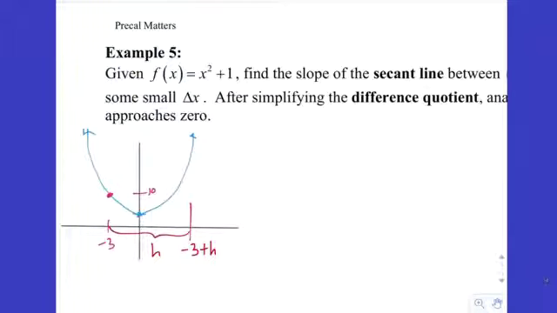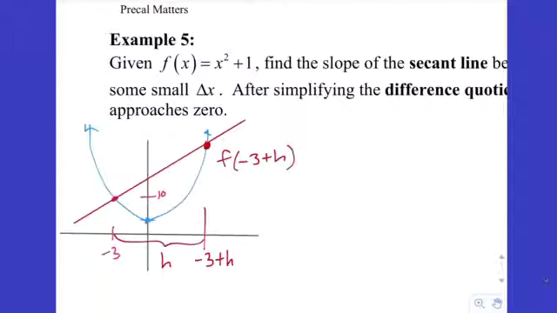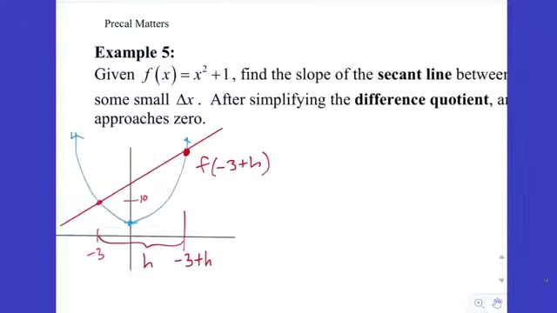Would you agree? I don't know what h is. I'm just defining h to be the distance between negative 3, the point I'm interested in, and the other point that I have to use because of the algebra. So then this point up here, if I go straight up, that's going to be f of negative 3 plus h. Yes? Okay. So now that I have my 2 points, let's go ahead and write the equation for the slope of that secant line.